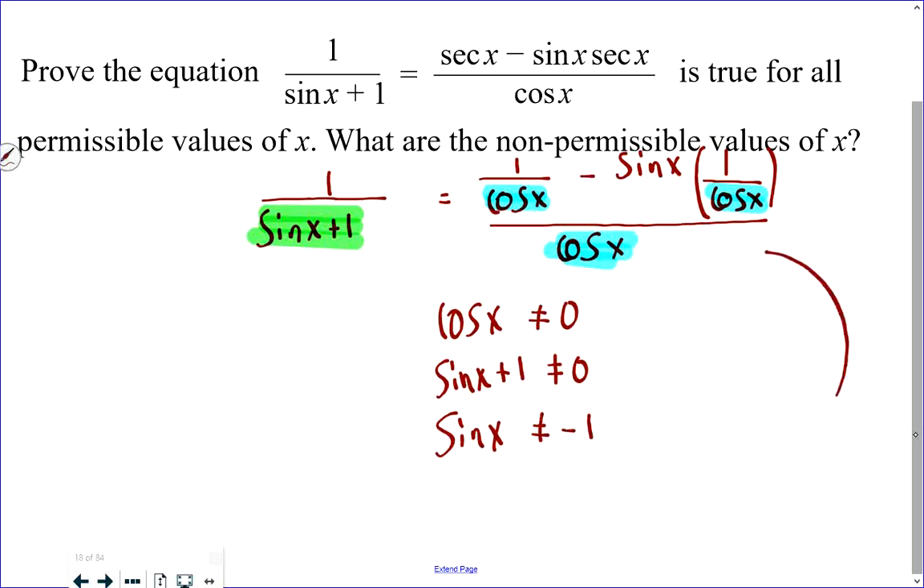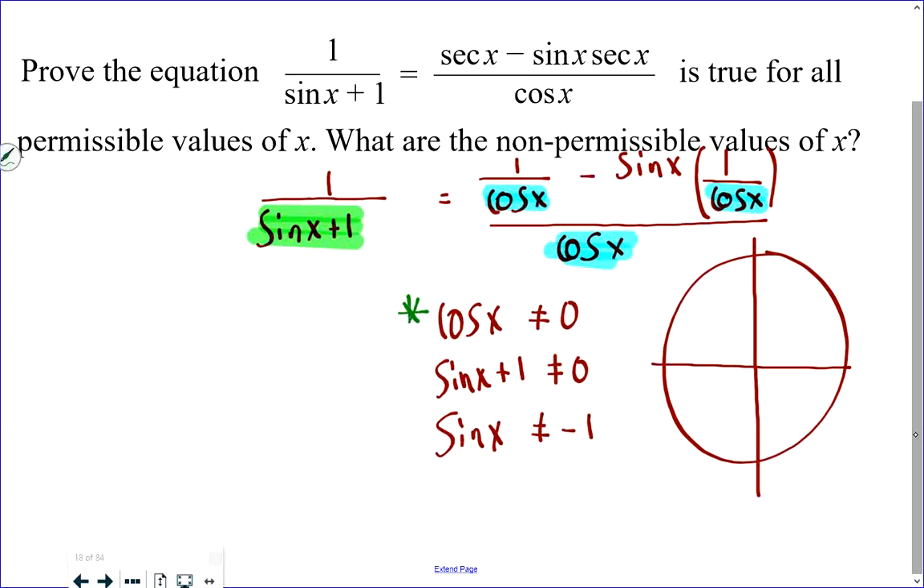So when we go to the unit circle, and again, if you're writing an exam, I would recommend taking a coffee cup or something and drawing a decent circle. You're allowed to do that. Where is cosine of x 0? Cosine of x is 0 here and here. Where is sine of x equal to negative 1? It happens to overlap with this one.